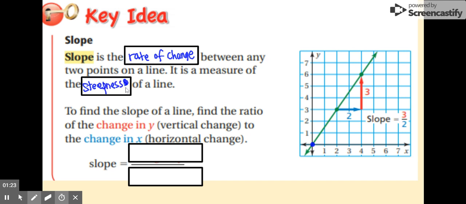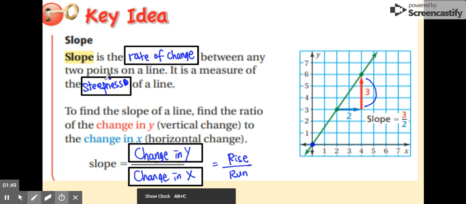That is about the slope. And when you find the slope, we're going to find the change in y, and we're comparing that to the change in x. So it's basically rise over run. You guys remember this, right? So please copy it down.